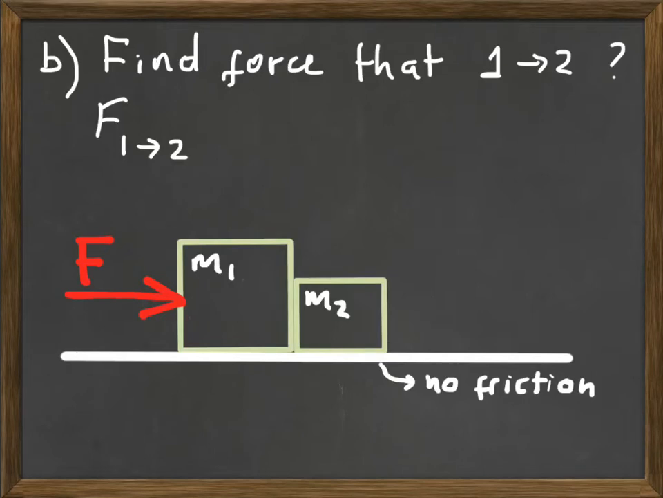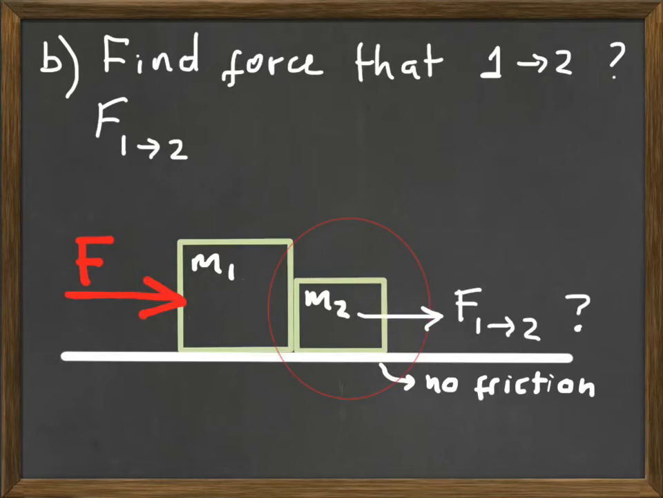So consider M2. M2 is going to be accelerating to the right. We know this is going to happen, and clearly the only agent that could be producing or applying that force to M2 is M1, because M1 is the only thing that is touching M2 that can apply a force horizontally to M2. The other object that is touching M2 is the table, but the table cannot push M2 horizontally.